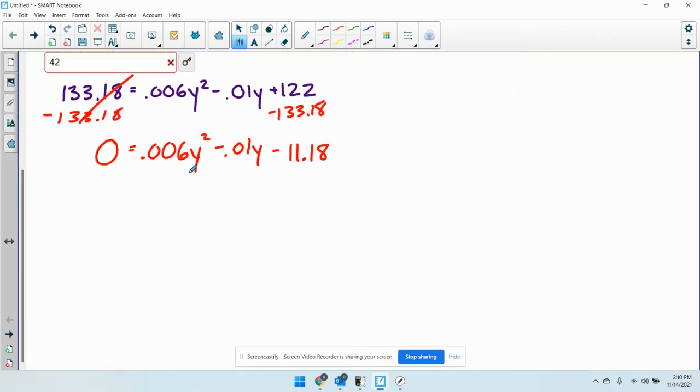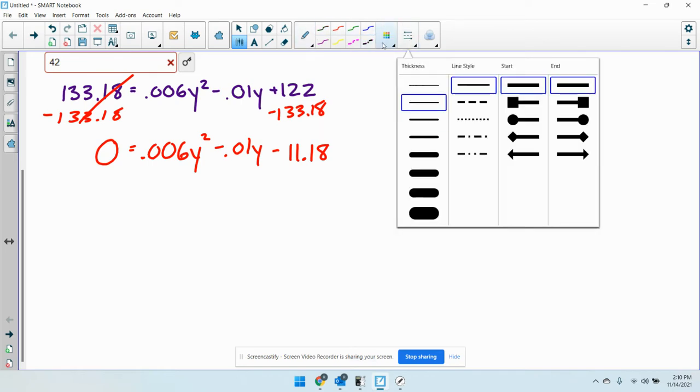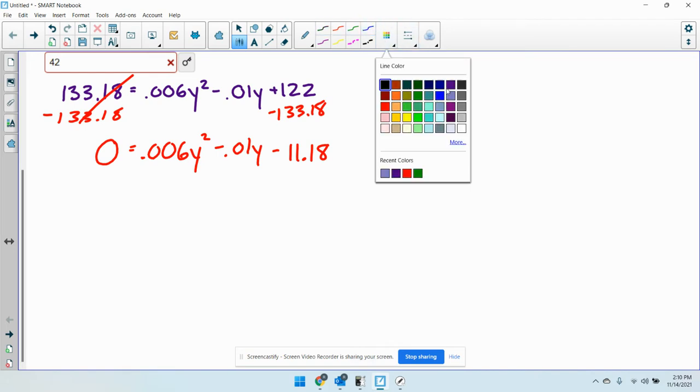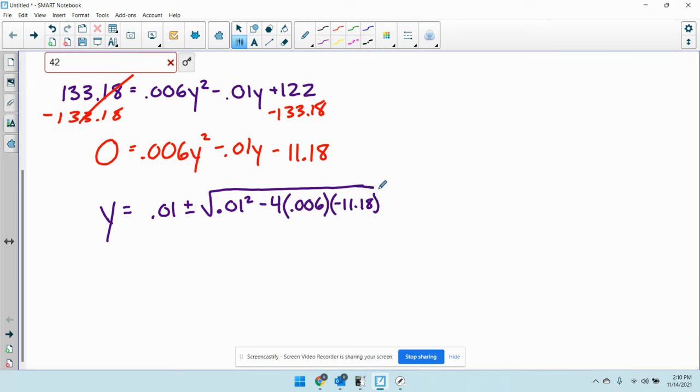And now we're just going to jump into the quadratic formula. So I have y equals negative b, which is positive 0.01 plus or minus the square root of 0.01 squared minus 4 times a times c, all over 2a.